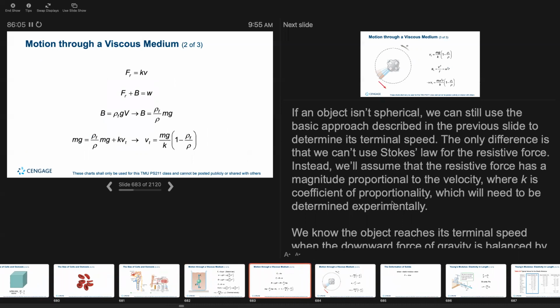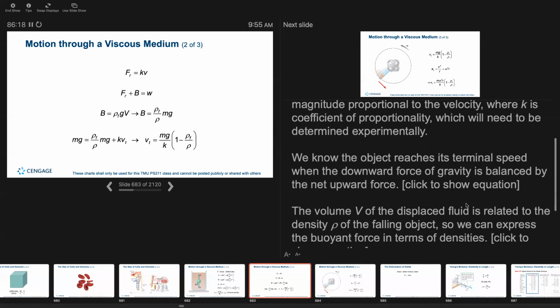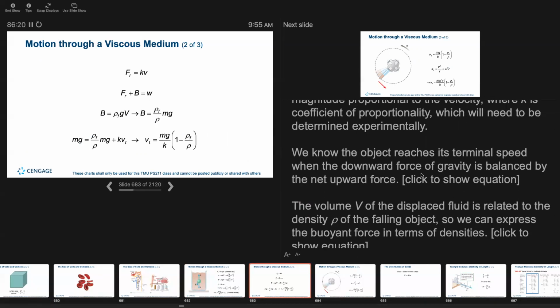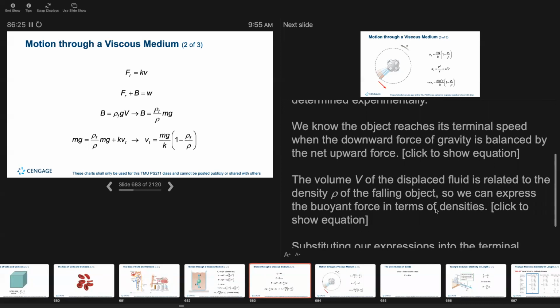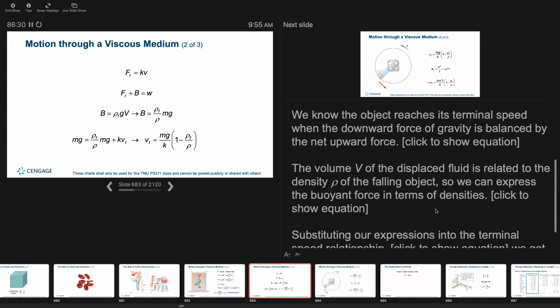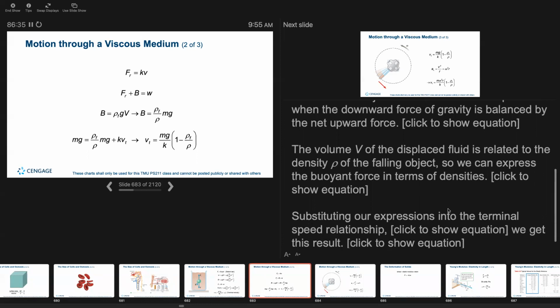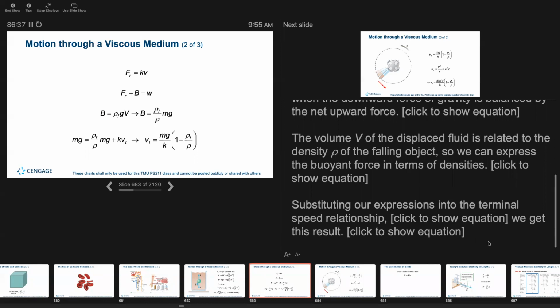Instead, we'll assume that the resistance force has a magnitude proportional to its velocity, where k is a coefficient of proportionality, which will need to be determined experimentally. We know the object reaches its terminal speed when the downward force of gravity is balanced by the net upward force. The volume V of the displaced fluid is related to the density rho of the falling object, so we can express the buoyant force in terms of densities. Substituting our expressions into the terminal speed relationship, we get the result.